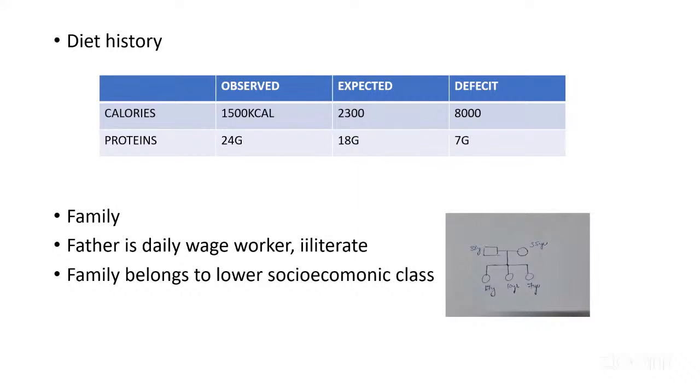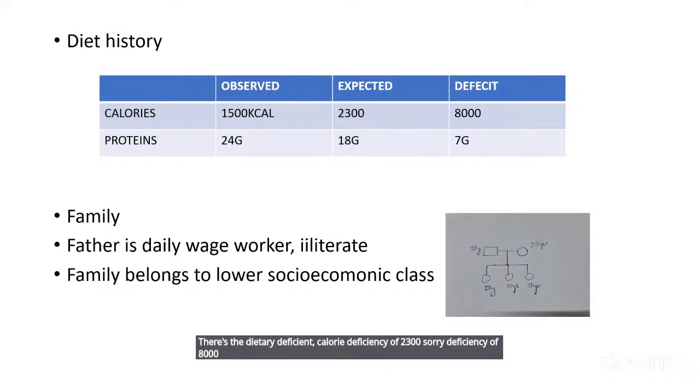There's the dietary deficiency, calorie deficiency of 800 kilocalories, protein of 7 gram. Sorry. She belongs to lower socioeconomic class.